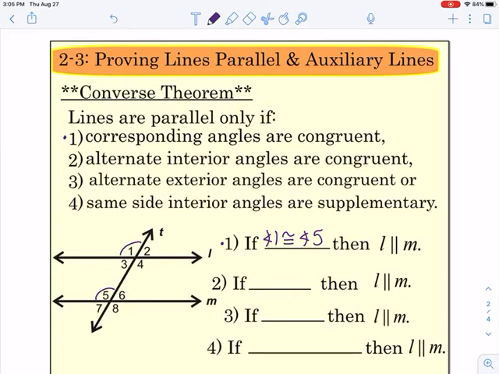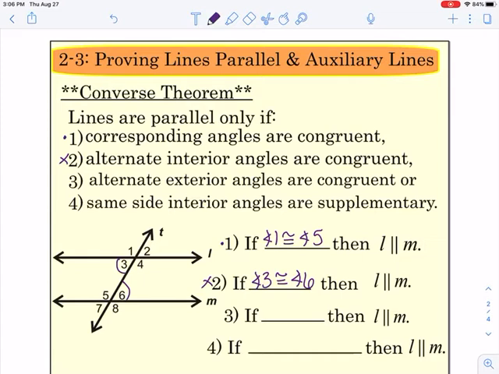For the second one, alternate interior angles are congruent. So again, I'm going to pick out a pair of alternate interior angles. Get rid of those arcs, and we'll do new arcs. Alternate interior angles are going to be on the inside of your sandwich and on opposite sides of the transversal, one up, one down. So how about angle 3 and angle 6? If I can somehow tell you that angle 3 is congruent to angle 6, then I'll be able to tell you that line L is parallel to line M.